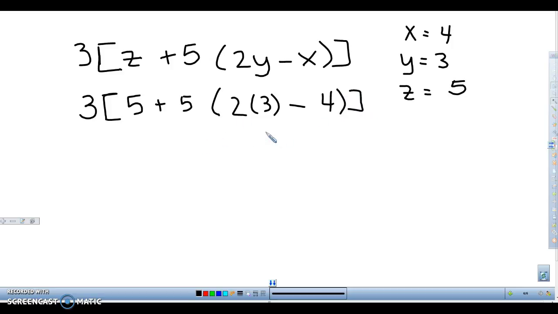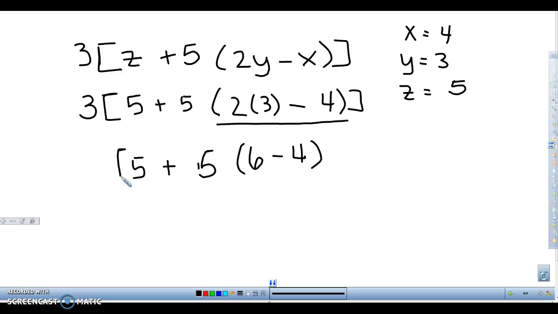So I'm going to work from the inside out, parentheses out to brackets. So inside my parentheses is where I'm starting, and I have a multiplication and a subtraction. Multiplication comes before subtraction. So 2 times 3 is 6, minus 4, and then we're going to tack on all that other stuff that we are looking at. Again, I'm still working in this parentheses. 6 minus 4 is 2.